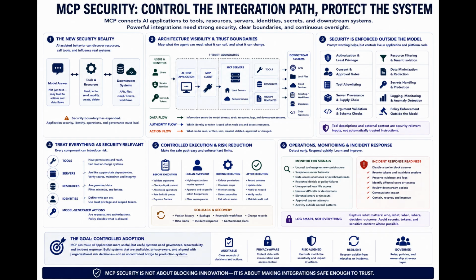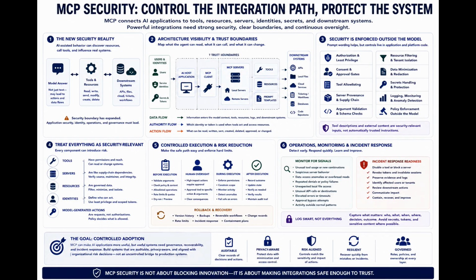MCP security protects the full integration path between AI applications, users, tools, resources, servers, identities, secrets, and downstream systems. The security boundary changes because AI-assisted behavior can discover resources, call tools, and influence real systems. A model answer is no longer just a paragraph. It may be connected to actions and data flows that require application security, identity, operations, and governance controls.